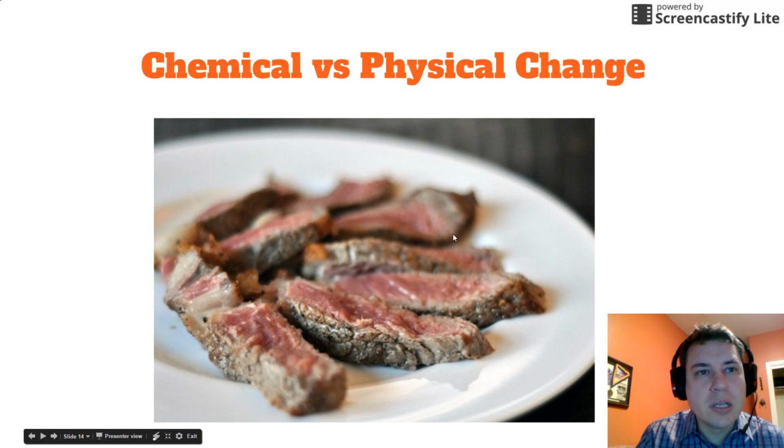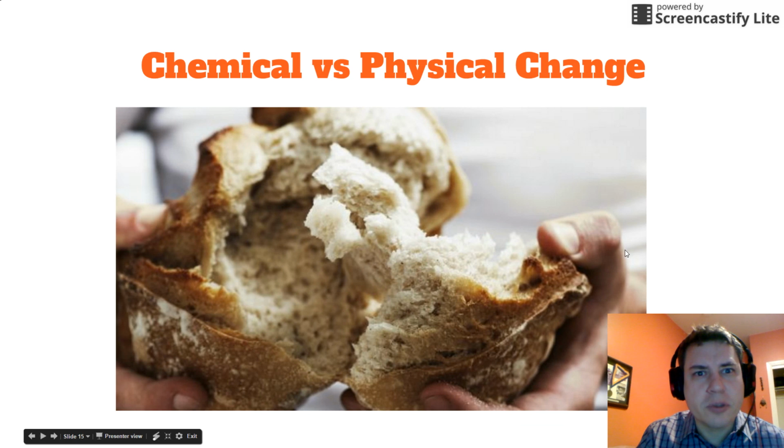Cooking. So this is a nice steak. Well done. And is cooking a physical or chemical change? This is a chemical change. You cannot uncook your meat. Once it's been seared brown on the outside, you're not going to get that back to the pink. And so that is a chemical change. A lot of cooking is chemical changes.